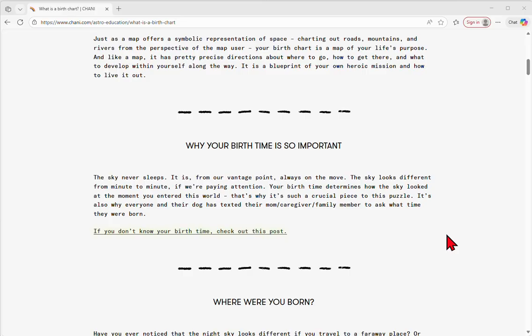Now, it's not always important if you want some general information, because a lot of times the planets are going to stay right around the same place regardless of what time of day, except for like the moon. Moon moves kind of quick. It might change signs in a day, not always, but still it'll give you a rough idea.